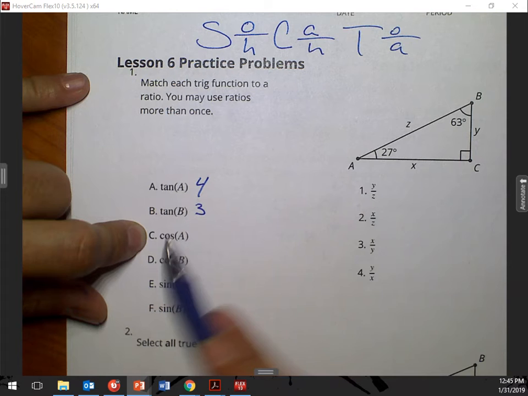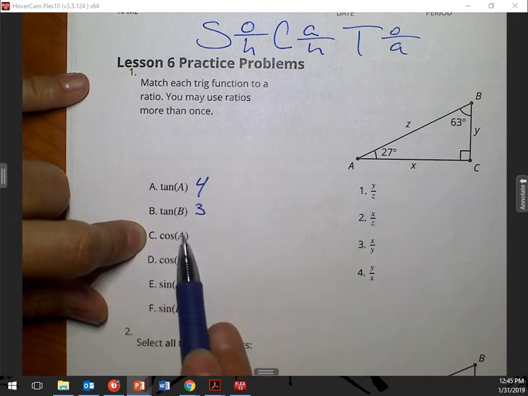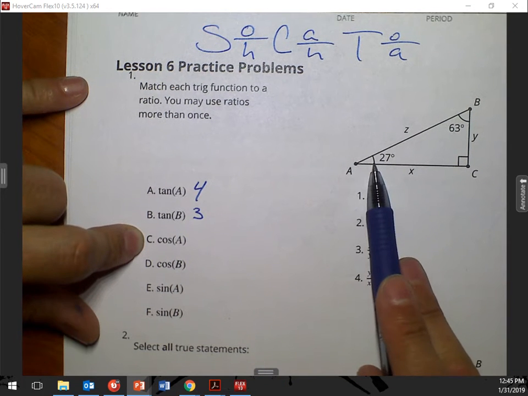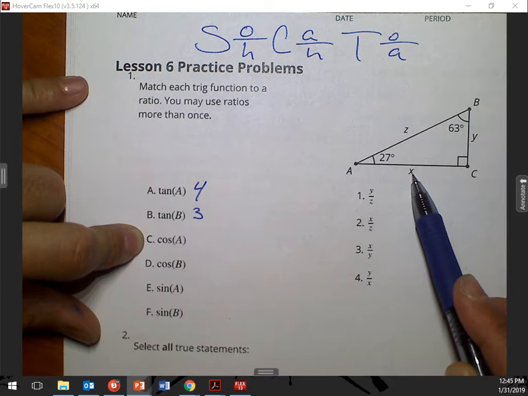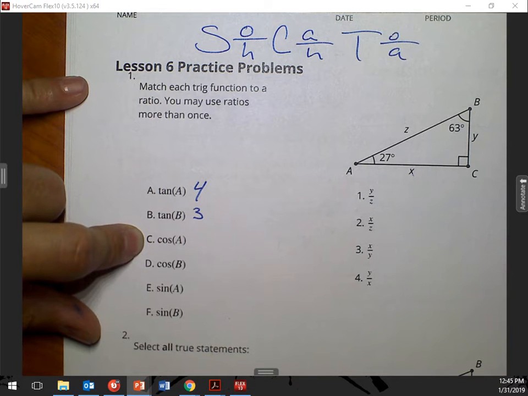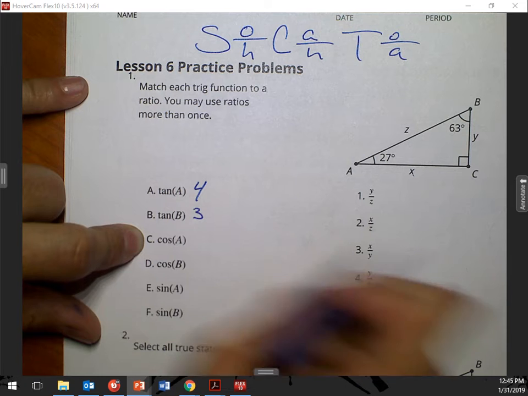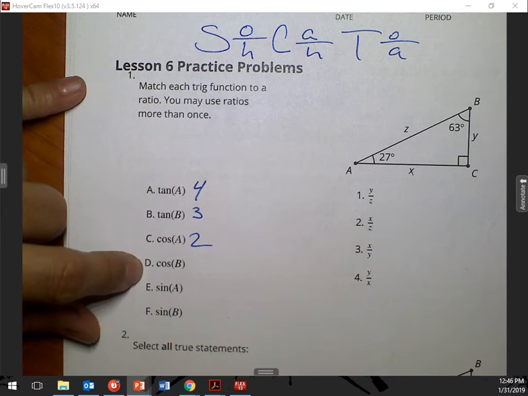Cosine. Cosine is adjacent over hypotenuse. So from A, it's right here. What is adjacent of A? X. What is hypotenuse? Z. What's x over z? 2. I did it.